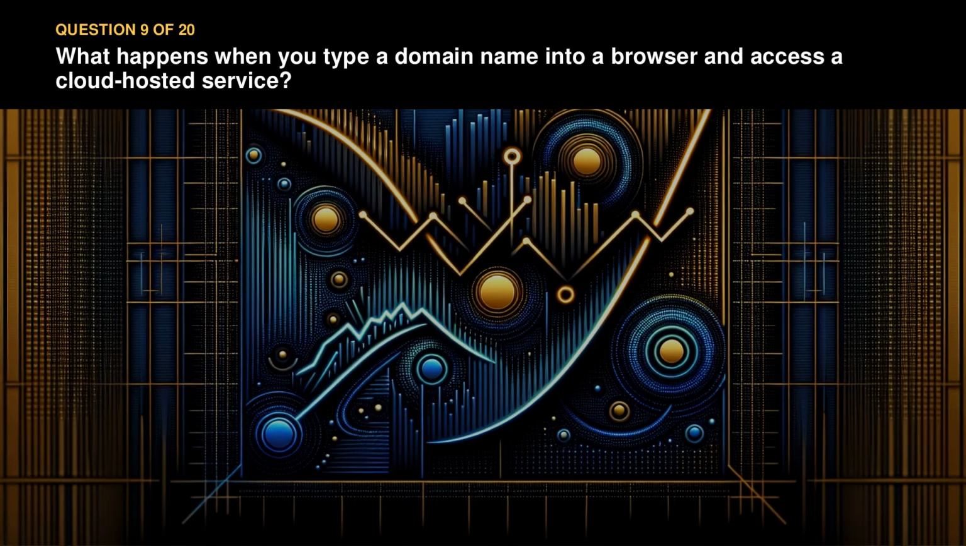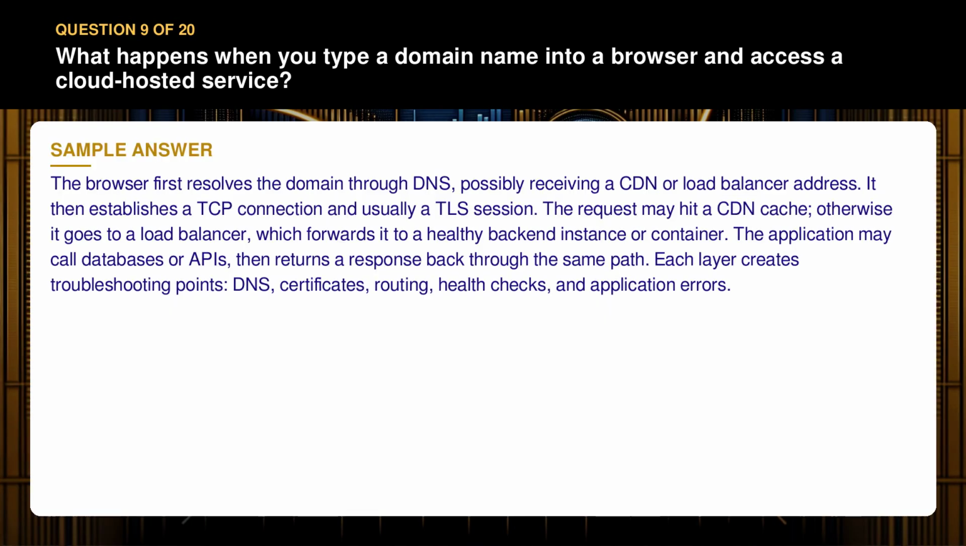Question 9. What happens when you type a domain name into a browser and access a cloud-hosted service? The browser first resolves the domain through DNS, possibly receiving a CDN or load balancer address. It then establishes a TCP connection and usually a TLS session. The request may hit a CDN cache, otherwise it goes to a load balancer, which forwards it to a healthy backend instance or container. The application may call databases or APIs, then returns a response back through the same path.